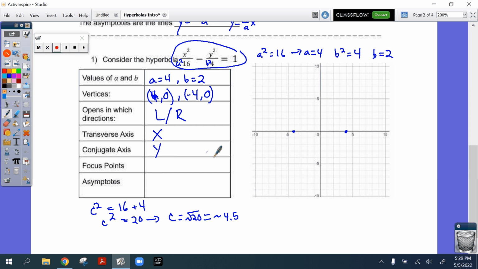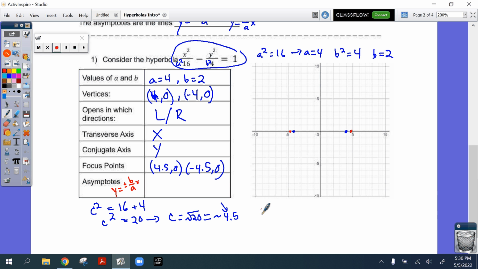So since that's on the transverse axis, the major axis, we know we're going to go, in this case, left and right this much, 4.5. So we're going to go 4.5, 0, and negative 4.5, 0. And let me put that in red. That's not red.